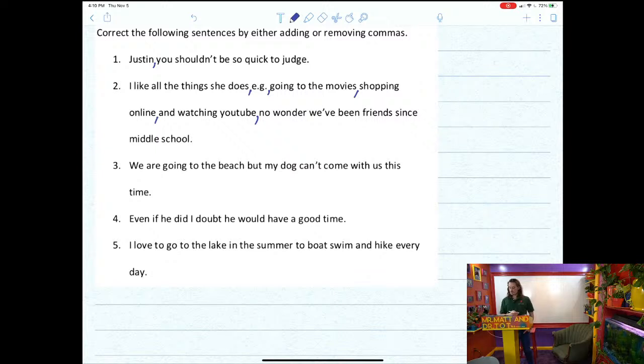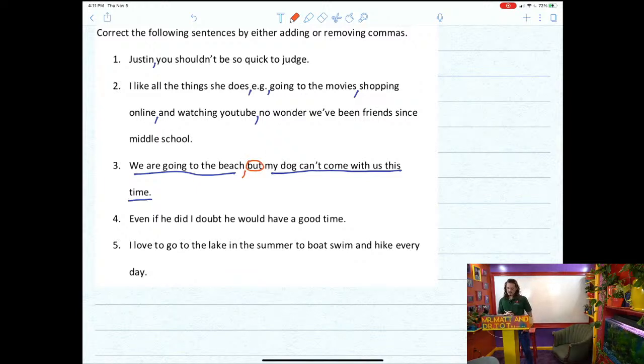Number 3, we're going to the beach, but my dog can't come with us this time. So we are going to the beach. That is an independent clause. My dog can't come with us this time. That's also an independent clause. We have an independent clause construction, so we need a comma conjunction. So we have the conjunction but we need a comma before it.